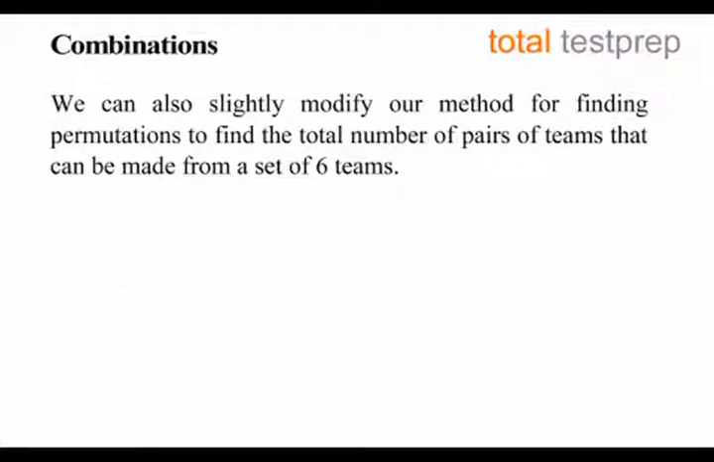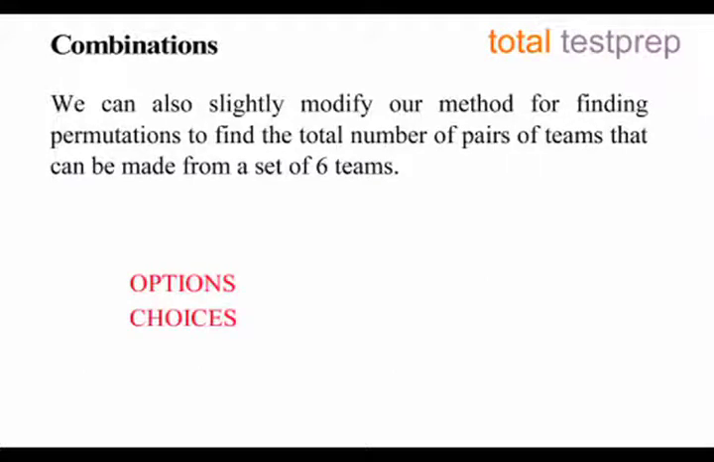But that's not the most efficient way of doing it, and it doesn't help if you have to make subsets that are larger than 2. For making subsets that are pairs, that's fine, but we can also slightly modify our method for finding permutations to find the total number of pairs of teams that can be made from a set of 6 teams, and then we can use this method for finding combinations of any number.